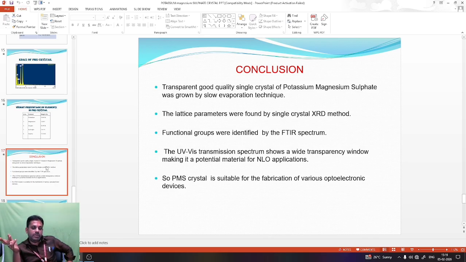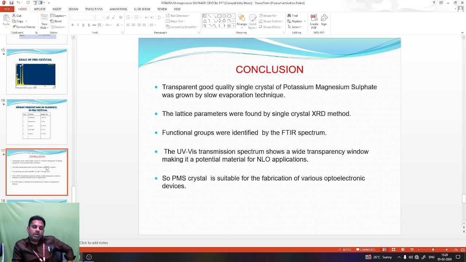So it's a transparent material, and its transparency is also maximum. The light enters the system and comes out without any damage or loss of efficiency. It comes out as it was passed in, so there is no variation between the input and output signal, and it can be used for non-linear optical property applications. So this potassium magnesium sulfate crystal is suitable for the fabrication of various optoelectronic devices.